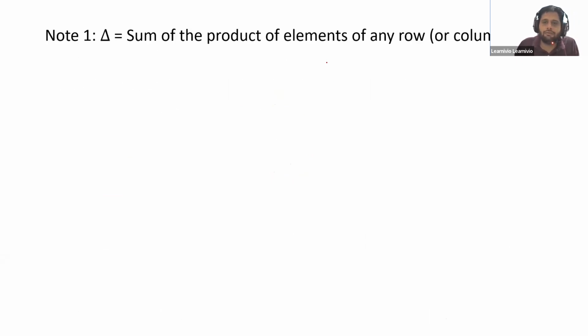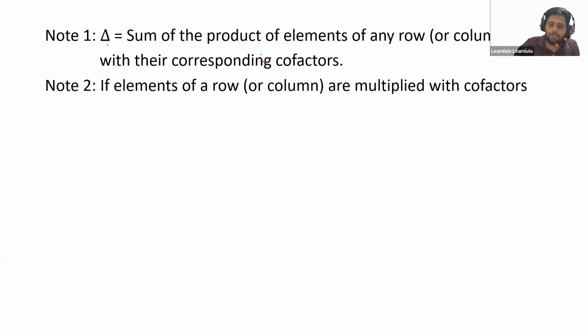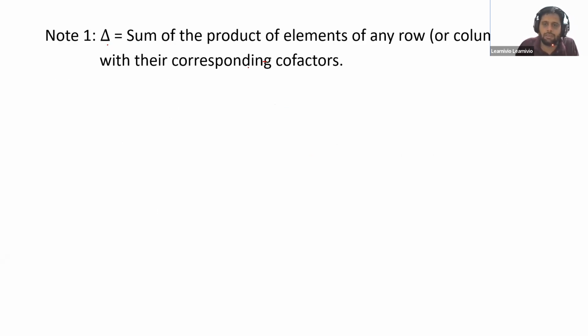Then we have a very important property, or we can say a note. This is the sign of determinant. The determinant is equal to the sum of the product of elements of any row with their corresponding cofactor. So what does that mean? Suppose we have this determinant A11, A12, A13, A21, A22, A23, A31, A32, A33.